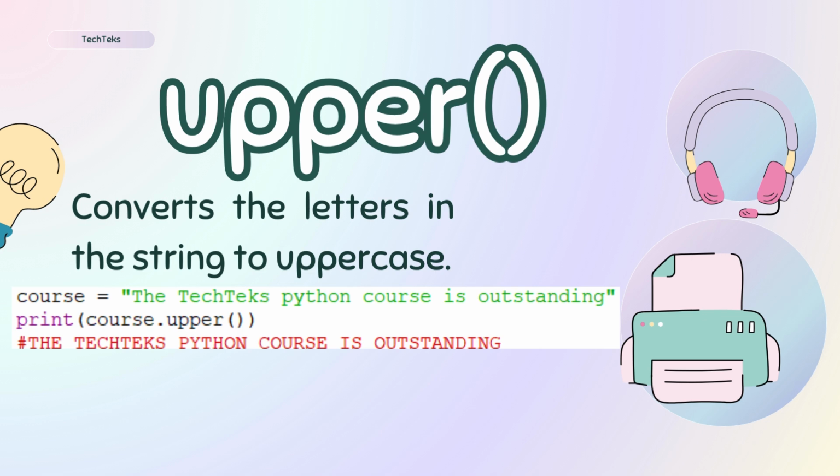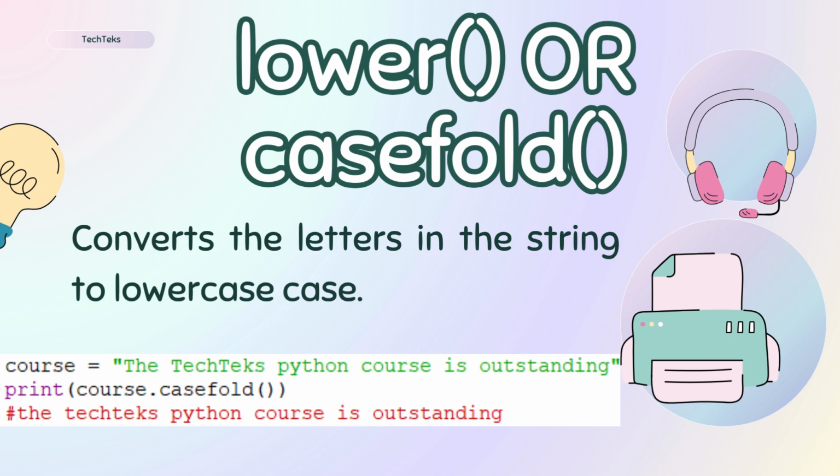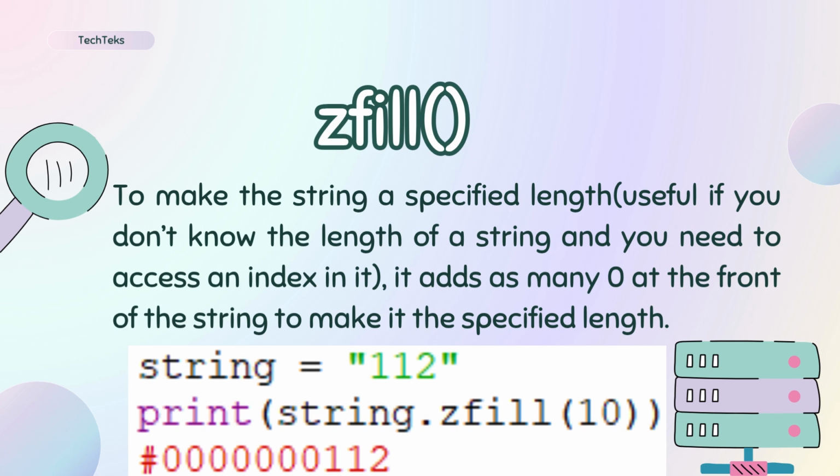Next up, we have the upper method, and this is quite simple. It simply converts the letters in the string to uppercase. So it converts every single character, every single letter in the string, to uppercase. And we have the opposite, which is the lower or casefold method. What it does is convert the string into lowercase. So it converts every single letter, every single character, into lowercase.